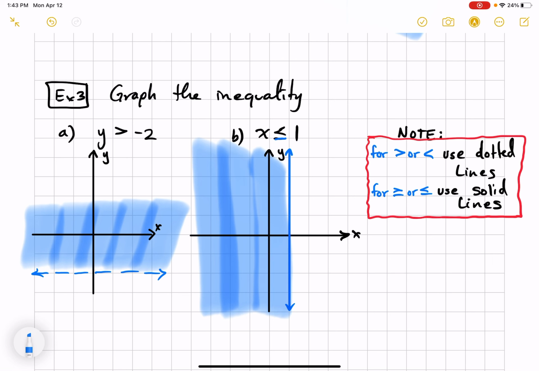Please feel free to watch this and other videos and rewind them and watch them as many times as needed. Again, y equals is a horizontal line, x equals is a vertical line. And then remember to use dotted lines for when we don't have the equal sign, and solid lines when we do have the equal underneath, okay?